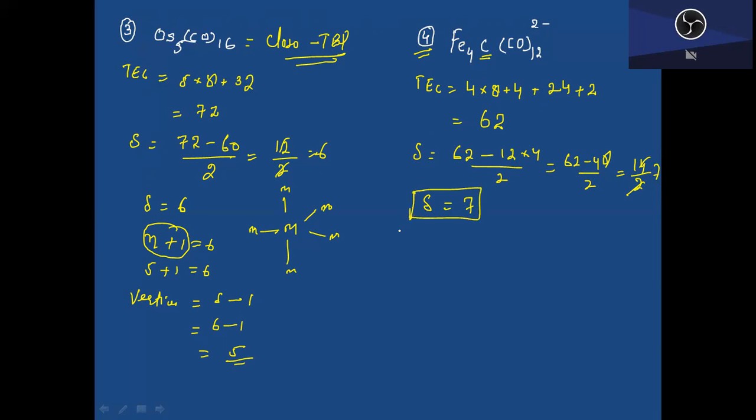Now let us check the structure. N in this case is 4. So we can say n plus 3 is equal to skeletal electron pairs. Is n plus 3 equal to 7? N basically is 4, so 4 plus 3 is equal to 7. So over here the structure contains n plus 3, isn't it? So over here we have n plus 3. Clear?